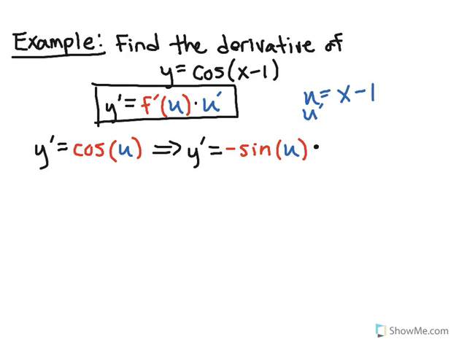So right above this, I'm going to write out what u prime is going to be, and the derivative of x minus 1 is just 1. So I'm going to write a 1 here. And of course, anytime I multiply something by 1, it doesn't change that problem. So my final answer is going to look like y prime equals negative sine times u. So we're going to substitute our x minus 1 back in, just like so. And this is my final answer.